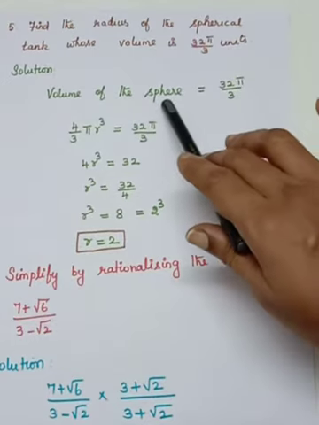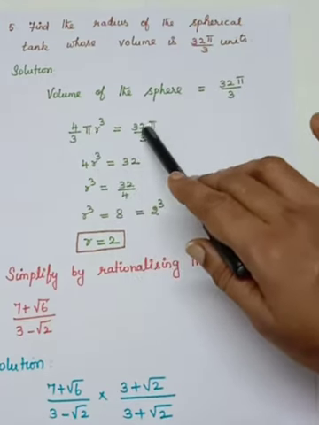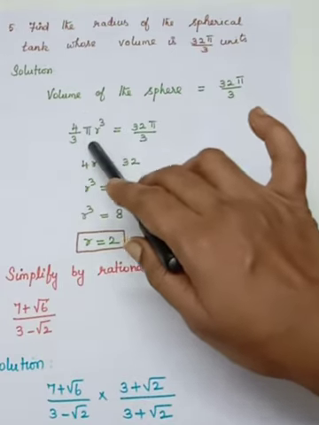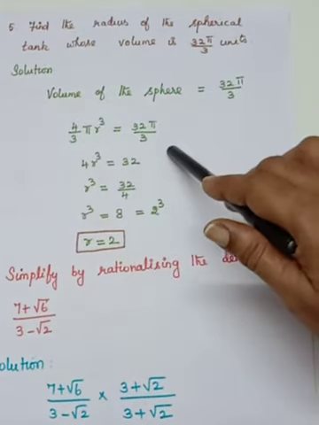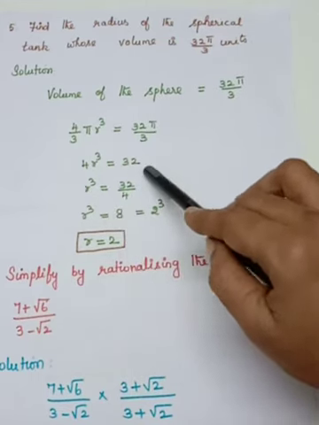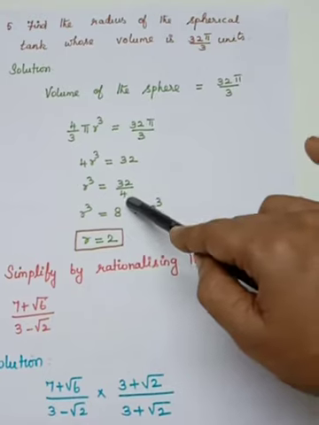What is the volume of the sphere formula? It is 4 by 3 pi r cube, that is equal to 32 pi by 3. So this 3 and this 3 get cancelled, pi on the left side and pi on the right side get cancelled. What is remaining here? 4 r cube is equal to 32. So r cube is equal to 32 divided by 4.